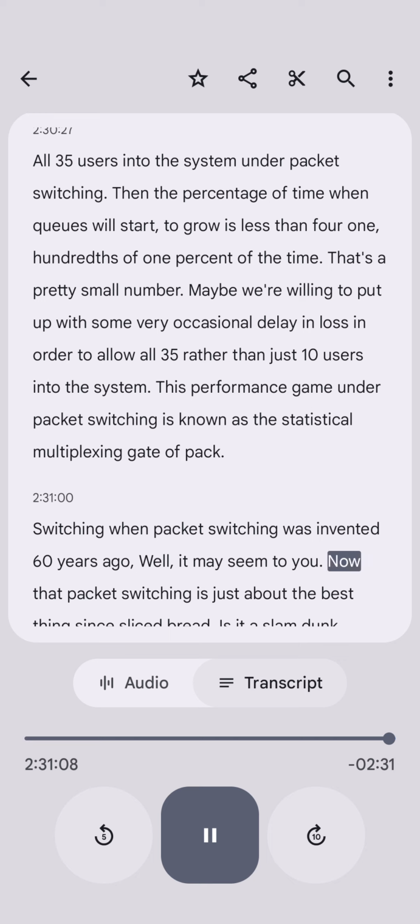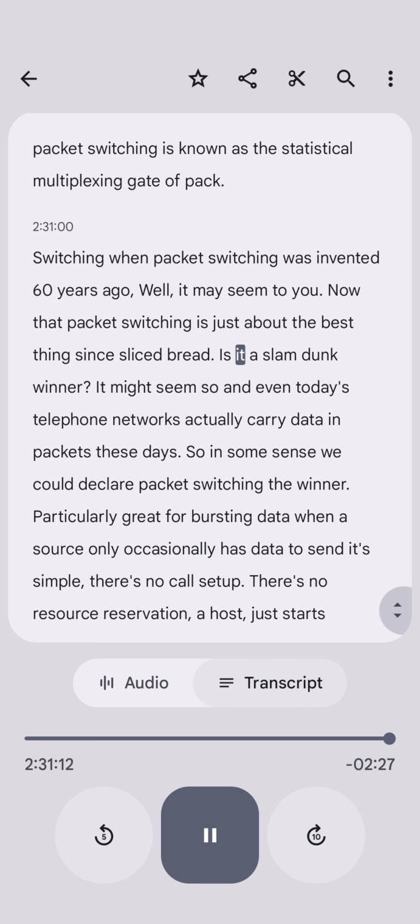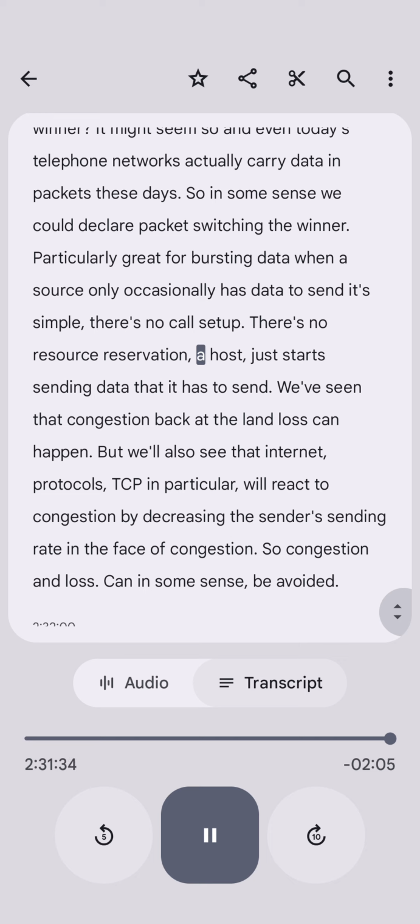Well, it may seem to you now that packet switching is just about the best thing since sliced bread. Is it a slam dunk winner? It might seem so, and even today's telephone networks actually carry data in packets these days. So in some sense, we could declare packet switching the winner. Packet switching is particularly great for bursty data when a source only occasionally has data to send. It's simple, there's no call setup, there's no resource reservation.